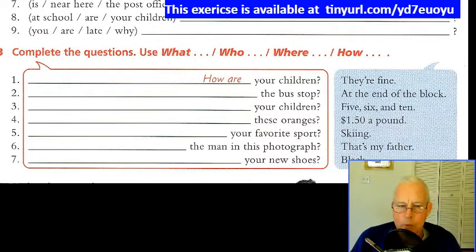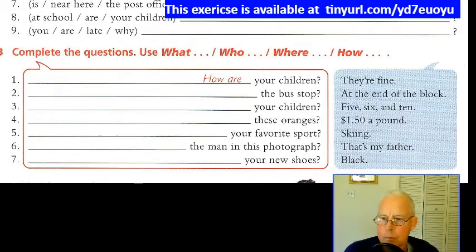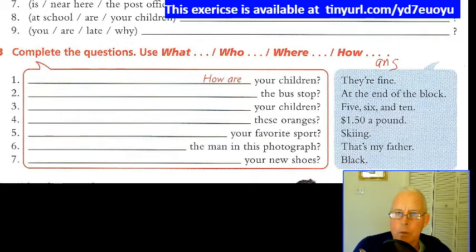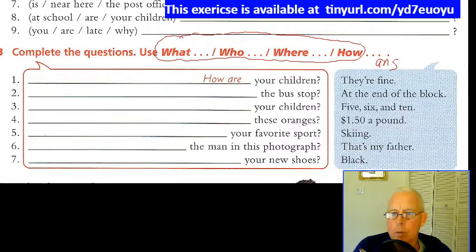Okay, so now what we have, it's a little different form. We have the answer over here. This is the answer. And so now what we have to do is we have to use a WH word. So of course these will go at the beginning. Use a WH word to ask the question that this is the answer for. So number 1, we'll say, how are your children? Answer, they're fine.